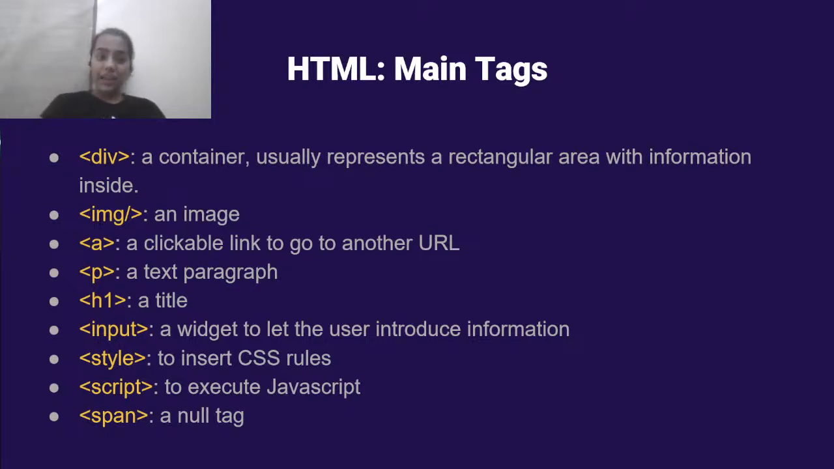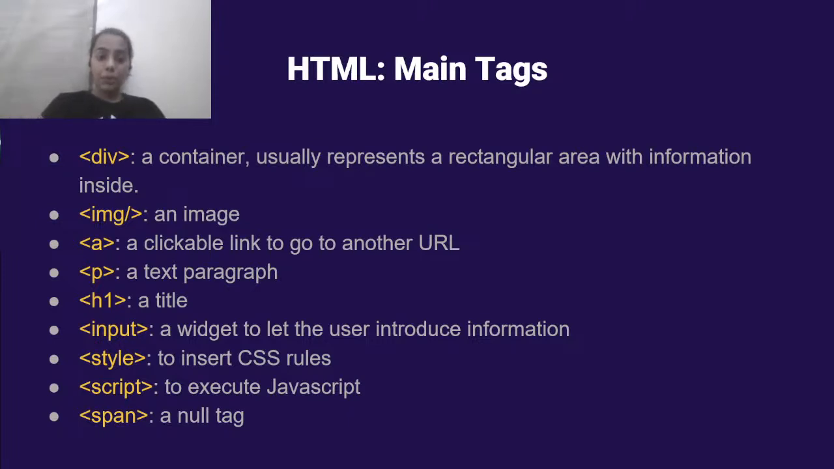Next, we have the anchor tag, which is a clickable link to another URL. Next, there is a paragraph tag, where you can write a paragraph and set color or give it size or font. Next is the H1, which is a title tag, H1 being the biggest size you can have. So these header title tags go from H1 to H5 and the size reduces as the number increases.